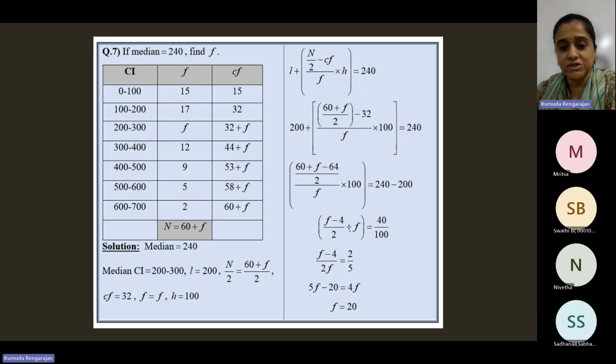And then this division, no? Division meaning into 1 by F. Division becomes multiplication and F becomes 1 by F. See here, this division becomes multiplication, F becomes 1 by F. So you'll get F minus 4 by 2F. That's why we have 2F in the next step. F minus 4 by 2F, all right? Is equal to, when you simplify this, 2 by 5 you get. Now cross multiply and find the value of F.